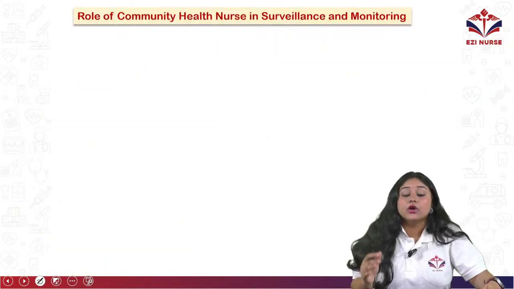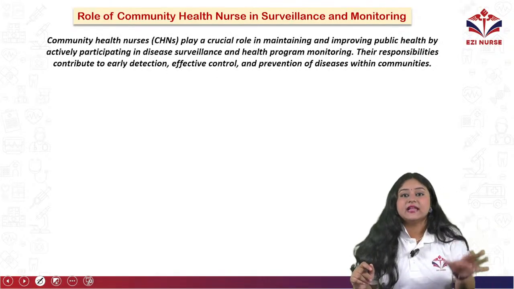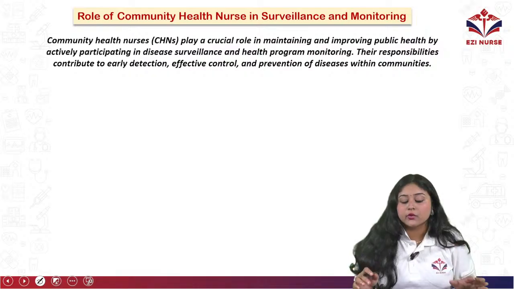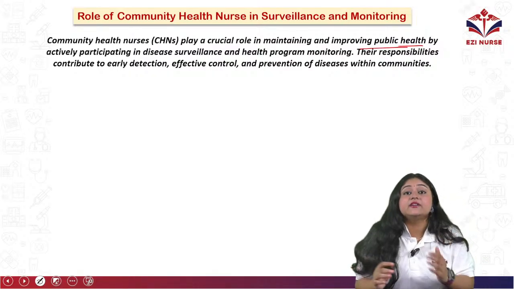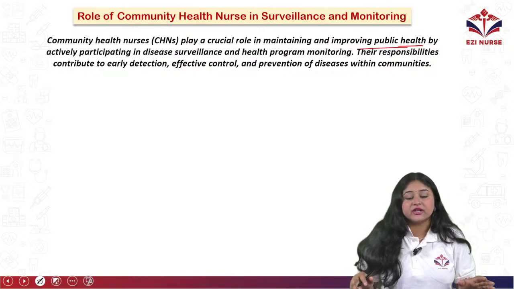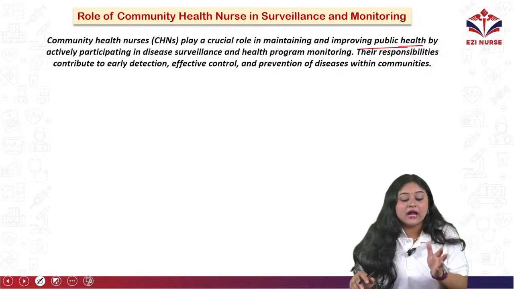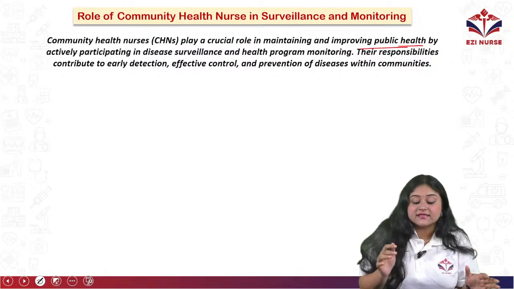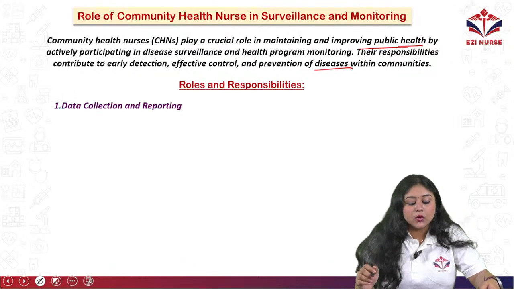Now come to the role of the community health nurse in surveillance and monitoring. First, the community health nurse has to play a crucial role in maintaining and improving the public health status by actively participating in the disease surveillance as well as the health programs and monitoring. So mainly their responsibility is focused on contributing to the early detection, effective control as well as prevention of the disease within the community. So first are the roles and responsibilities.